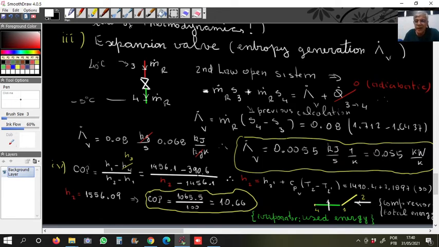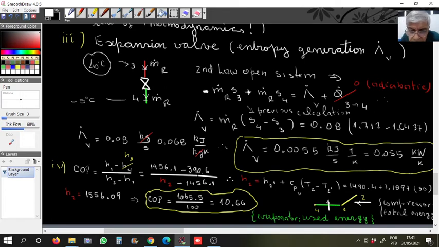And S3. Don't forget, 3 is a point at 40 degrees. Look at here. The 3 belongs to the liquid, saturated liquid, from the table. Then I write down over here 1.6437, 1.712. I multiply by the mass flow rate. I put the unit just for you to see the answer. The generation of entropy in the valve is 0.0055 kilojoule by second divided by Kelvin.